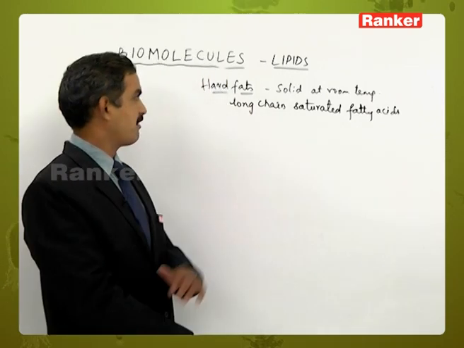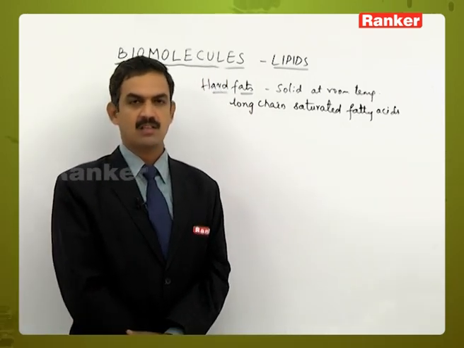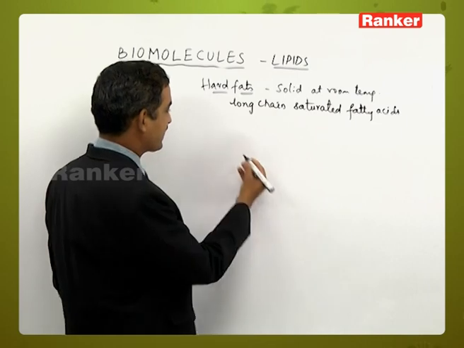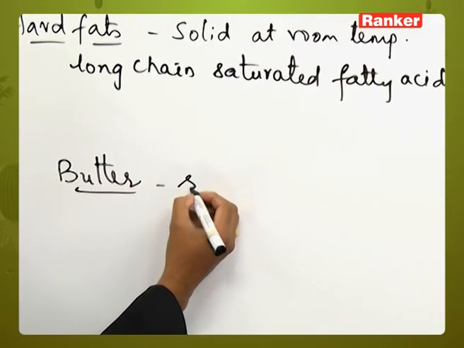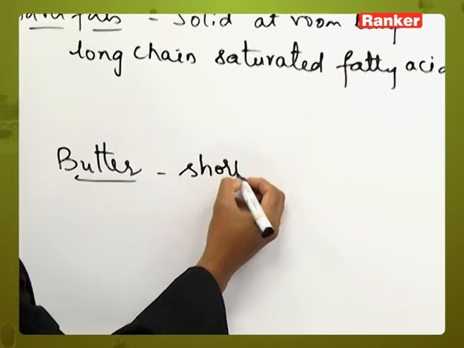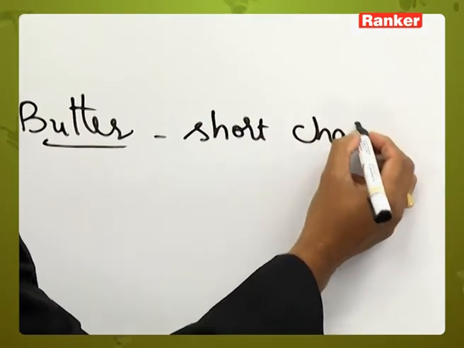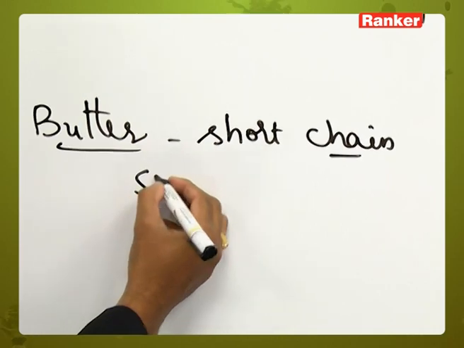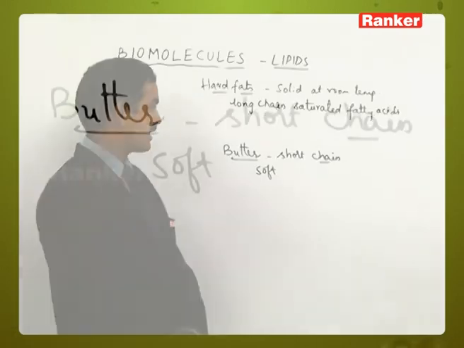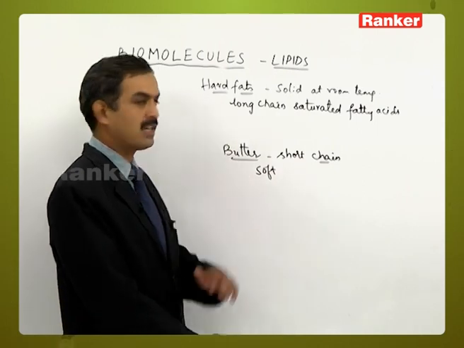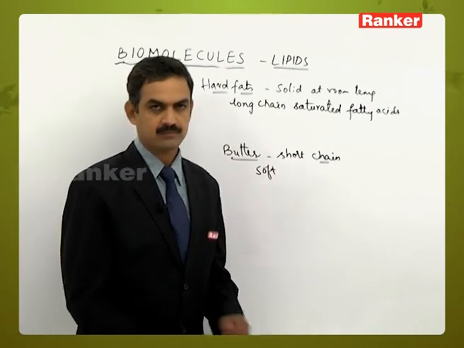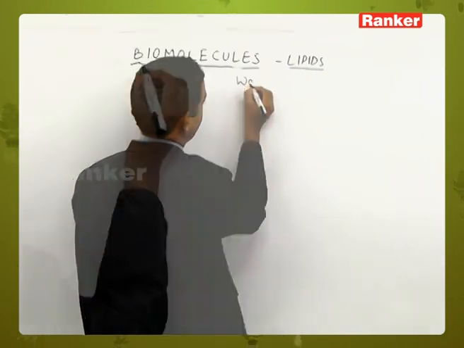So this type of nature will be there for the fatty acids, for the hard fats. But if you take the example of butter, butter contains short chain fatty acids. That is the reason why it is considered soft in its nature. That is the difference that we find between butter, which is a soft fat, and the other hard fats. Next one is waxes.